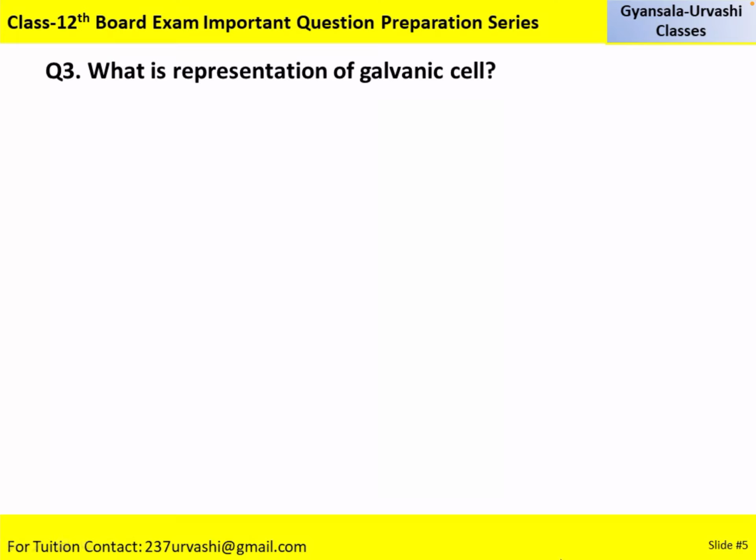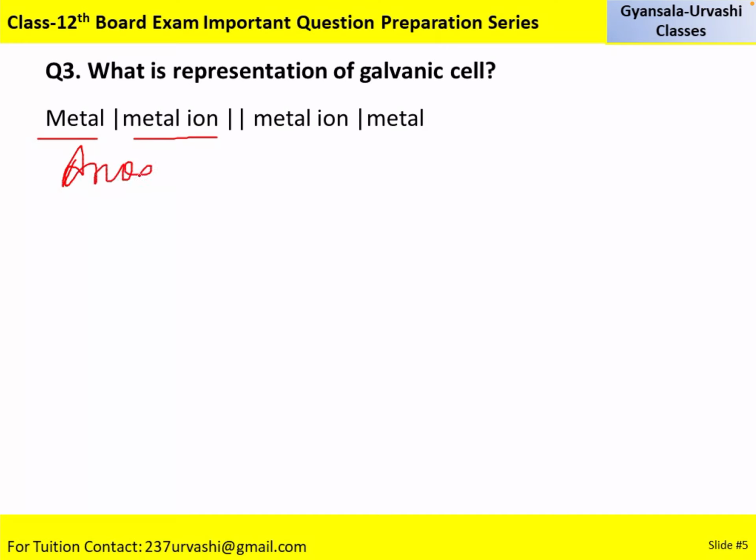Come to the next question. What is the representation of a galvanic cell? We are studying that a galvanic cell has two electrolytes, a cathode of positive charge and an anode of negative charge. How do we write in equation form that the galvanic cell looks like this? So this you have to learn, because all your queries and examples will be solved with this equation. What I have to learn: metal, metal ion. Which part is this? Anode.